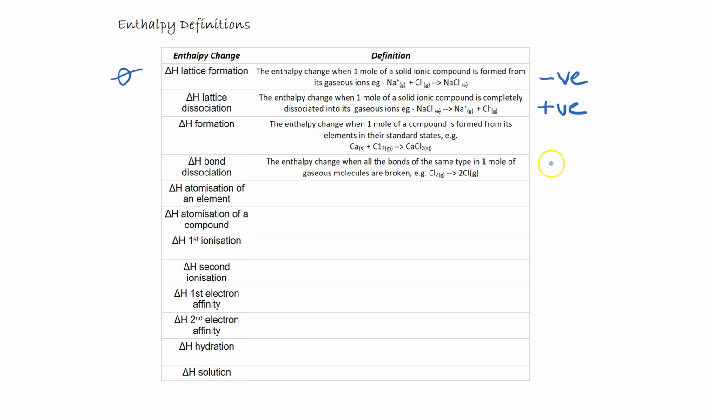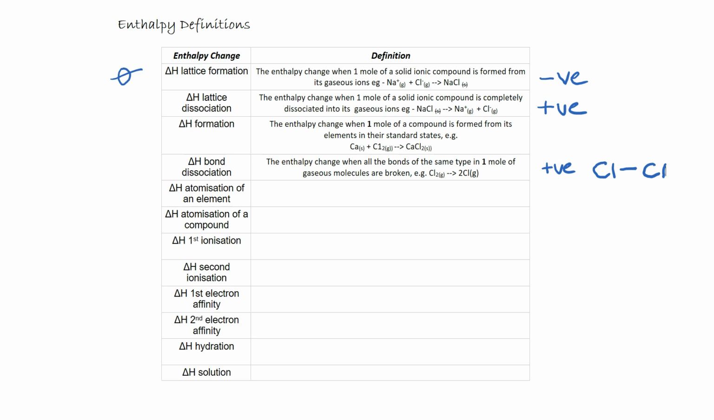The bond dissociation enthalpy then is next. And since we're now talking about the breaking of bonds, this is always a positive value, and it is the enthalpy change when all the bonds of the same type in 1 mole of a gaseous molecule are broken. For example, Cl2 going to 2 Cl atoms in a gaseous state. Importantly, we're talking about a whole Cl2 molecule, and we're talking about the breaking of all of the covalent bonds between the 2 chlorine atoms.